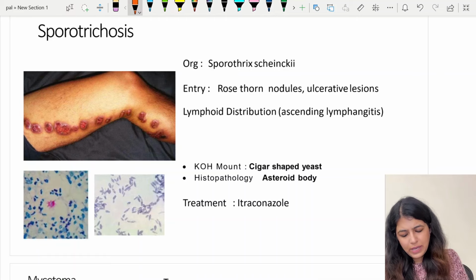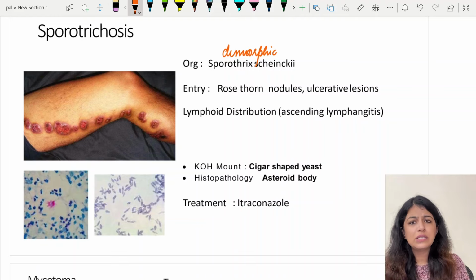It is caused by this fungus, which is a dimorphic fungus, Sporothrix schenckii. Again, a penetrating trauma with a rose thorn forms a very important way of spread, which is why it is also called rose gardener's disease.